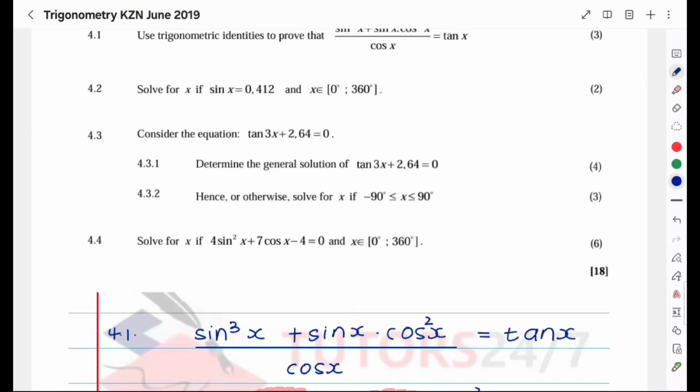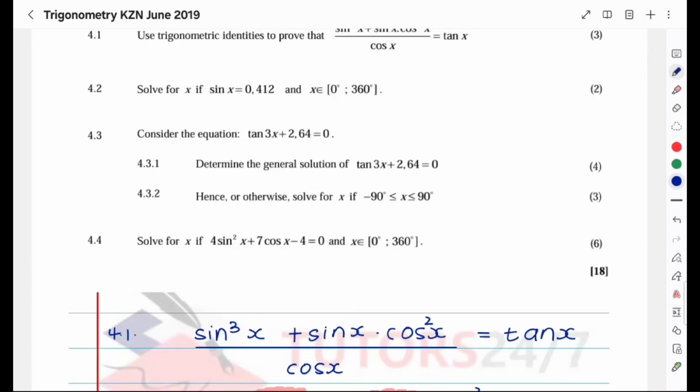Next, let us have a look at question 4.4. Solve for x if 4 sine squared x plus 7 cos x minus 4 is equal to 0 and x is between 0 and 360. So keep in mind, for our solutions, we're not going to say plus k times 360 because our solution must not be greater than 360. It is restricted to quadrants 1, 2, 3, and 4, to 0 to 360.